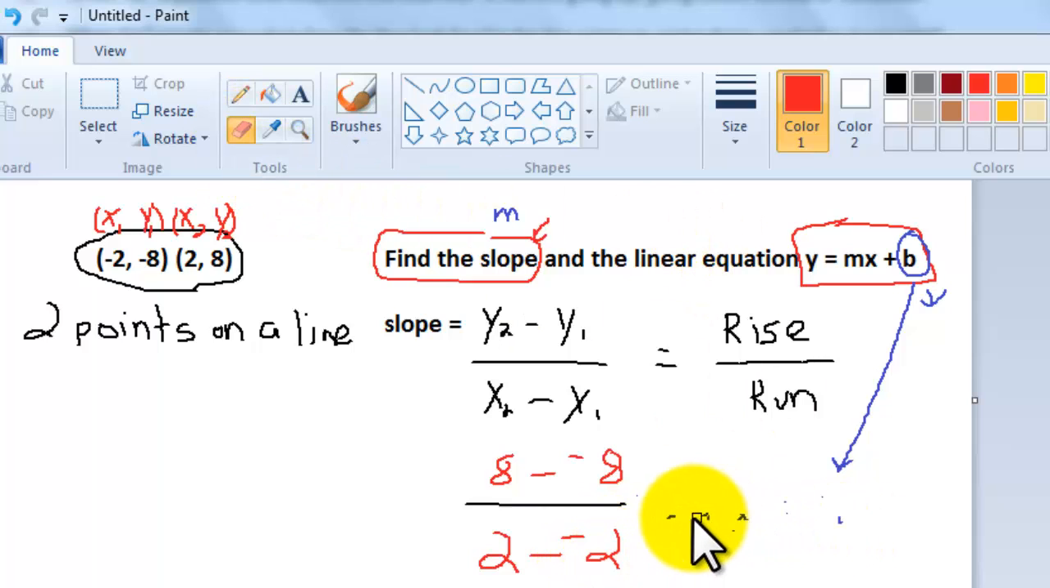You are allowed to use a calculator on the tests, so I would just plug this into the calculator. 8 minus negative 8. Unless you're really good at doing integers, you add the opposite, which then this becomes 16. And you add the opposite again, and that becomes 4. And then you reduce, of course. 16 divided by 4 is 4. So the slope is 4.